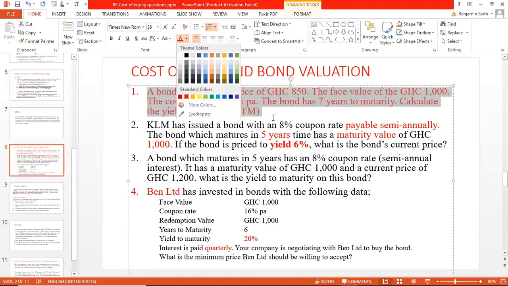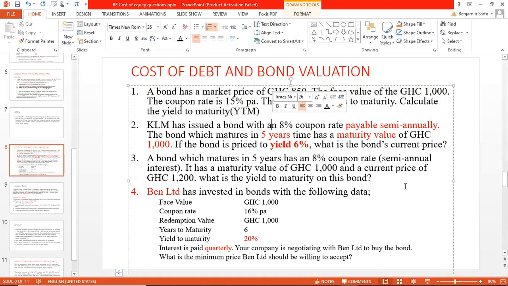Okay. So we are saying that a bond has a market price of 850 cedis. The face value is 1,000 cedis. The coupon rate is 15% per annum. The bond has 7 years to maturity. Calculate the yield to maturity. Now, this 850, what is it? The price of the bond today, P naught. This face value is what we use, FV, as we use in the formula.